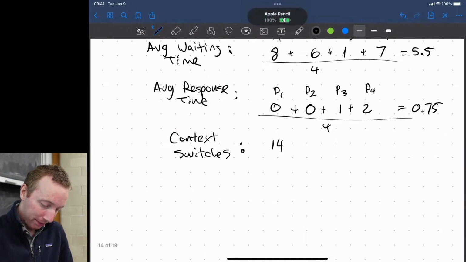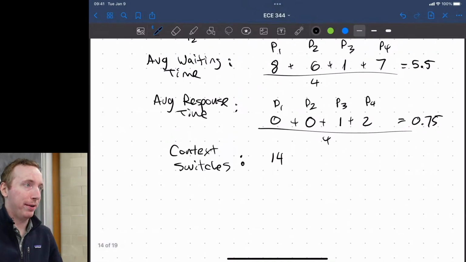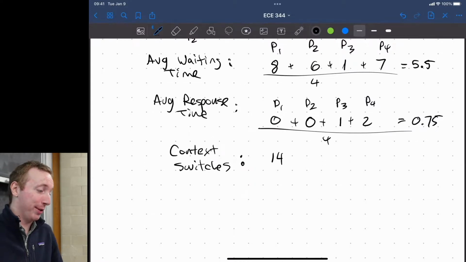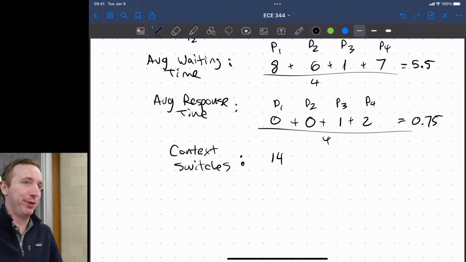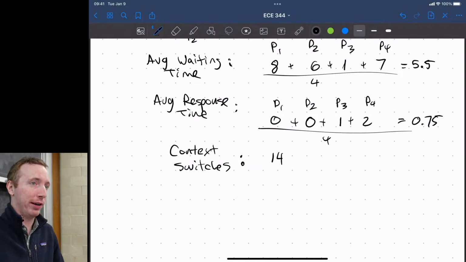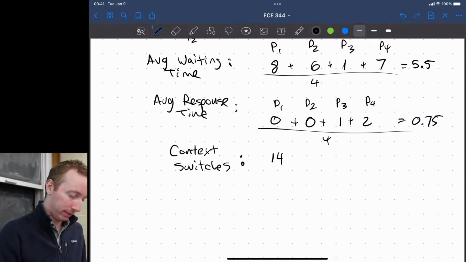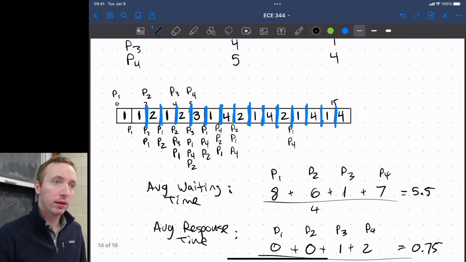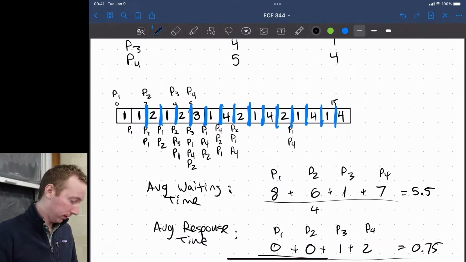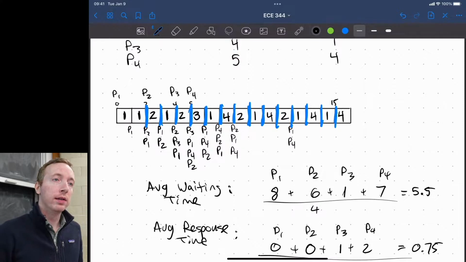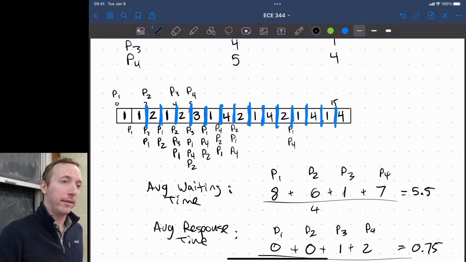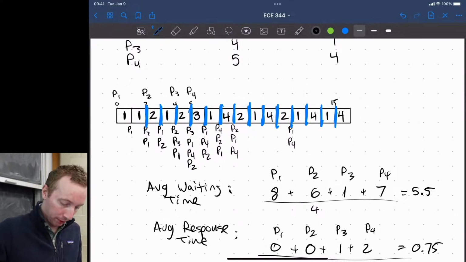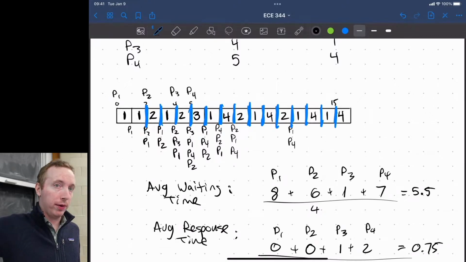Our response time and average waiting time both went down, but our number of context switches went way up. So when we do this, we assume our context switches are free, which we know they aren't. So is P1 running for two units only because there's no other processes at that point, right? Yep. So P2 runs for 2 time units in a row there just because there's no other choice.